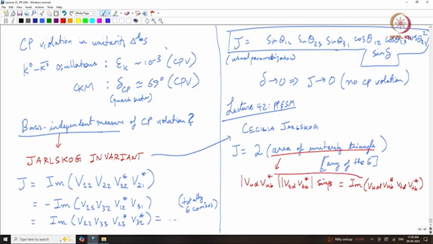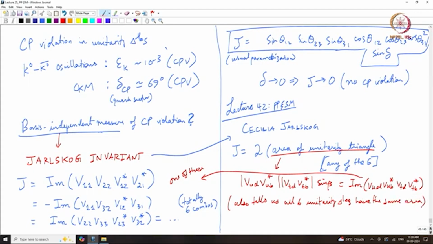So, this is basically one of these. I just switched notation a bit. So, this also tells you that all 6 unitarity triangles have to have the same area. Why? Because this is invariant is what I am claiming, right. So, this is very easy to check whether these are all the same thing.